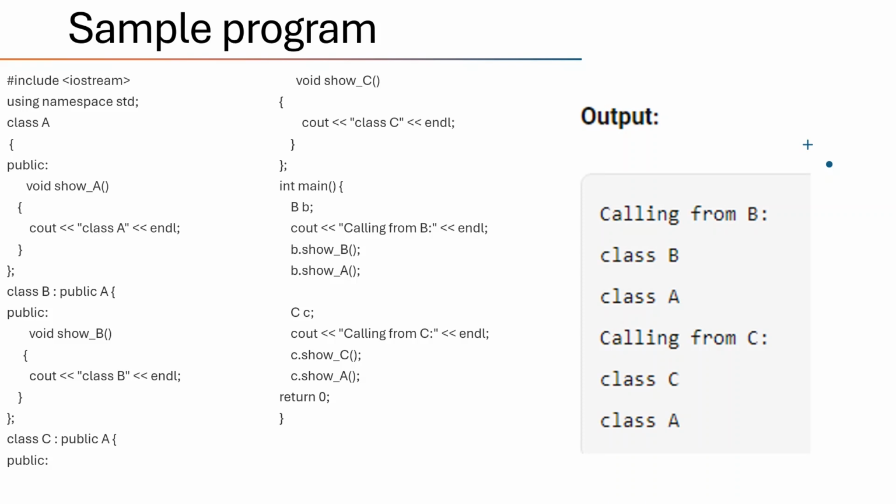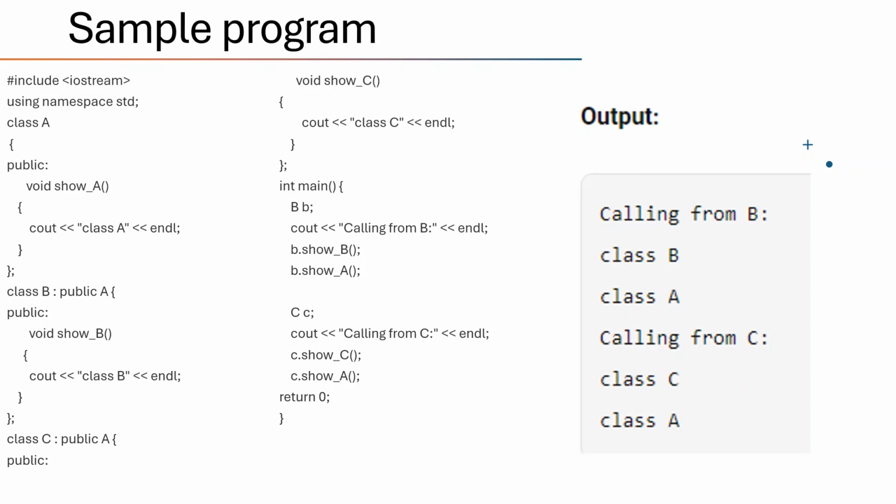Now the main function is going to be created. We are creating the objects for both the classes B and C, because B has separate members and C has separate members. Both are inherited from the base class, but we have to create the two objects. So we are creating two objects for the class B and the class C. And now we are calling those functions.